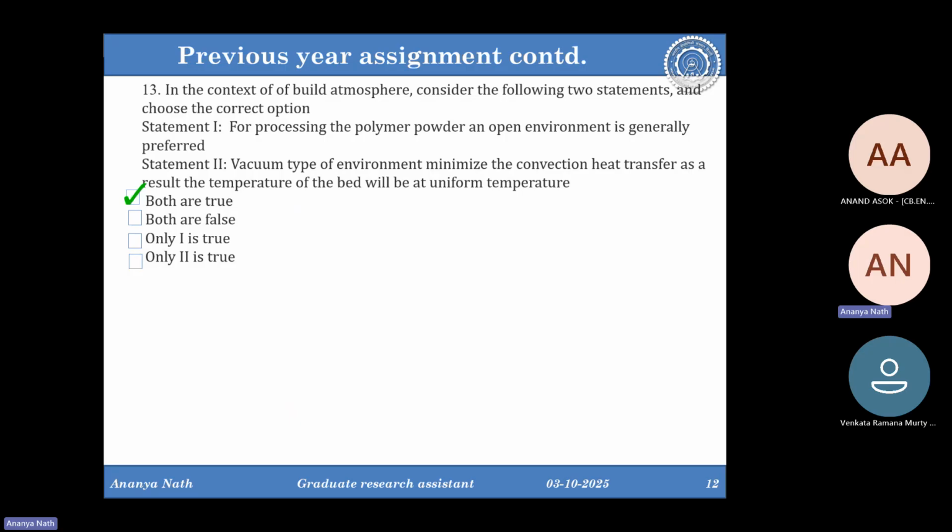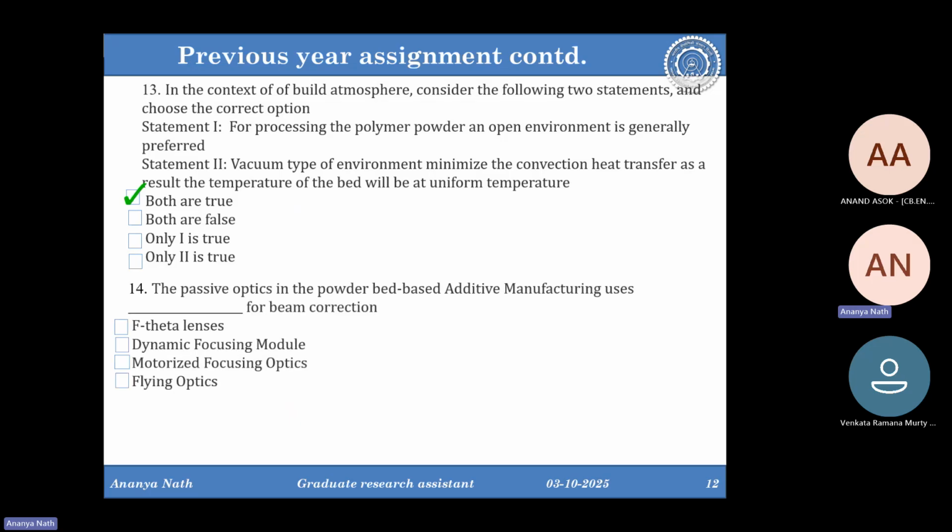And for processing of polymer, we have seen various companies going for the open environment. Because in case of polymer, fumes will also be there. If you're going for sintering, it's lesser. If you're going for melting, it's higher. Anyway, polymer is used mostly for sintering, not melting. But if you're going for melting, the fume will be very high. But anyhow, it is an open environment.